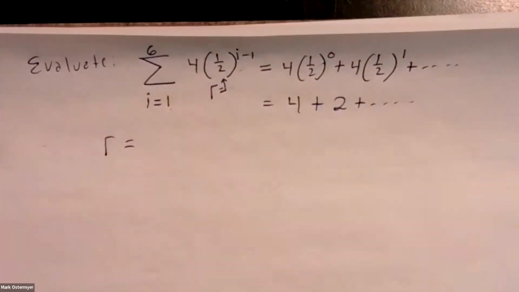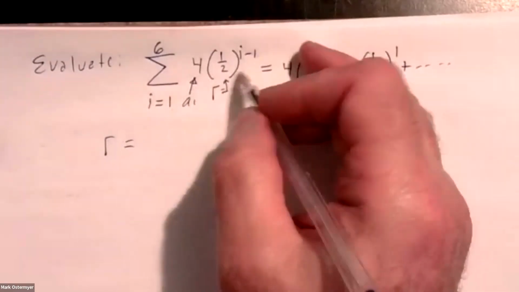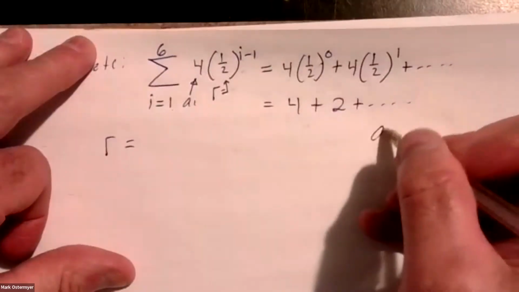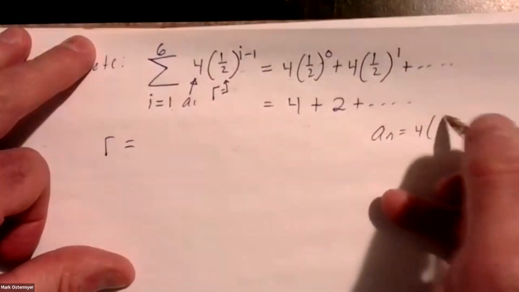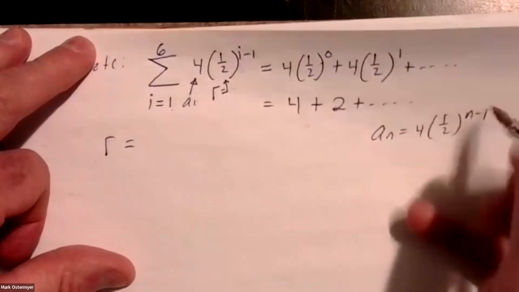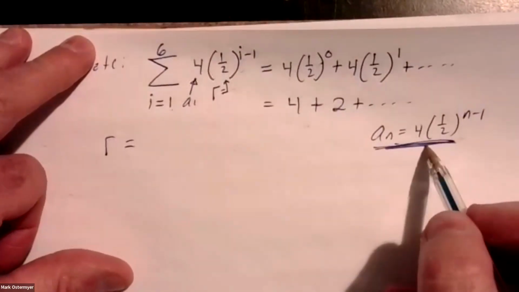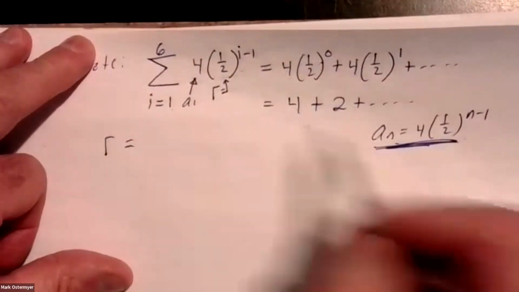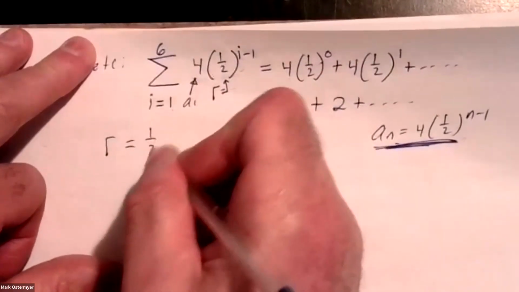So r is really 1/2 here. 4 is our first term. This is really the nth term rule for this geometric sequence. The rule is a sub n is equal to 4 times 1/2 to the n minus 1 power. You see it? This is the nth term rule for cranking out terms of our geometric sequence. So our common ratio is 1/2.